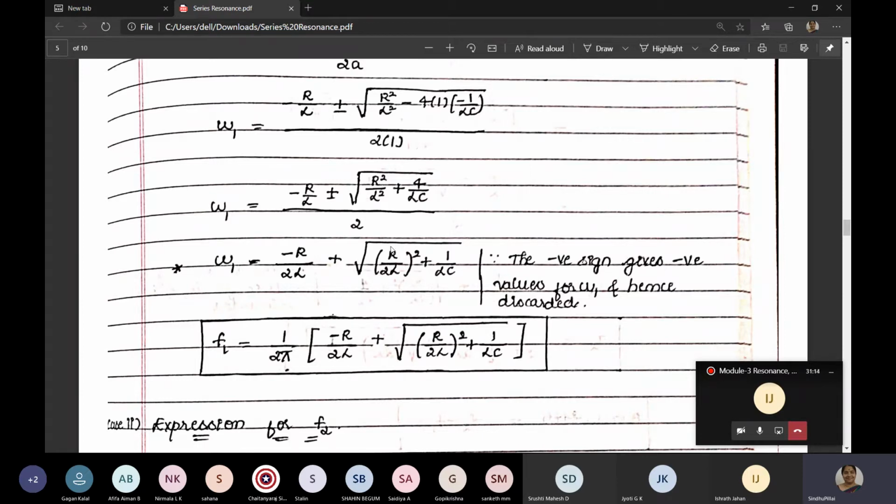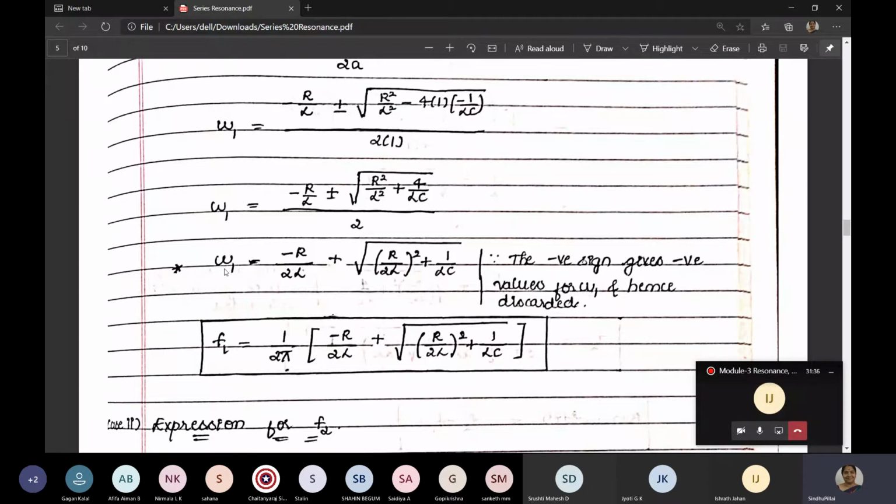See, this is R by 2L. How did we get this R by 2L? When we take this 4 outside, the root of 4 is 2, so 2 will come outside. And we don't have a 2 in the denominator, so we have to multiply it by 2.